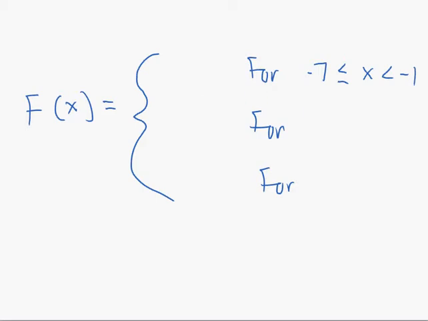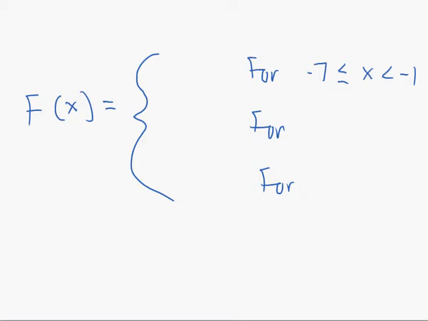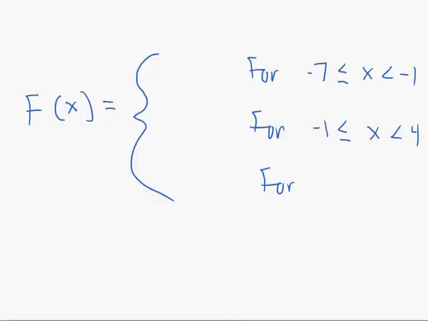The second piece is from -1 to 4. No problem. That's from -1 less than or equal to x less than 4. And the third piece is from 4 to 8. So when x is between 4 and 8, we'll be on that third piece. Now I just have to find the equations for them.